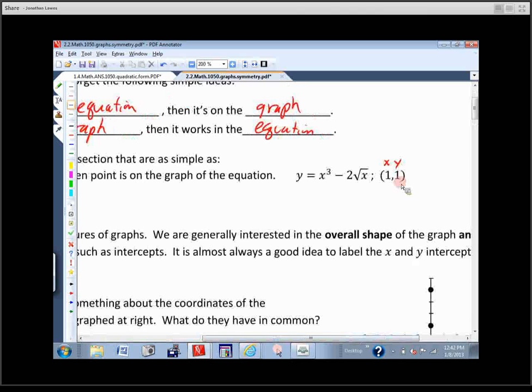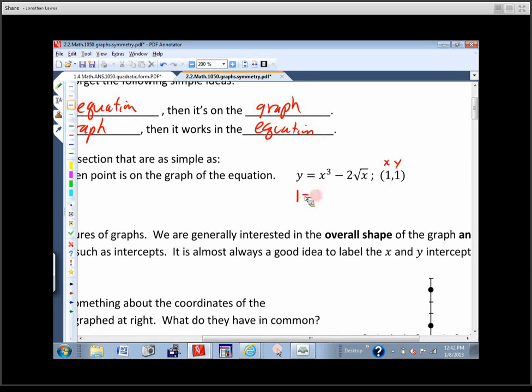And plug them in, it should make the equation true if it's actually on the graph. So we put a 1 here for the y. I'm going to put a 1 there and I'm going to cube that. Again, it looks a little bit silly cubing a 1 because we know what the answer is for that, but that's a good skill. Always plug things in parentheses.